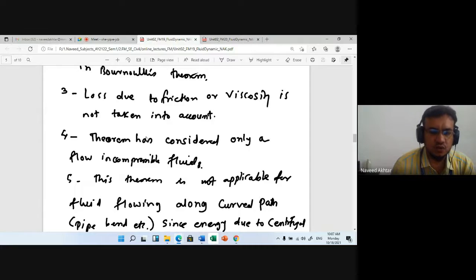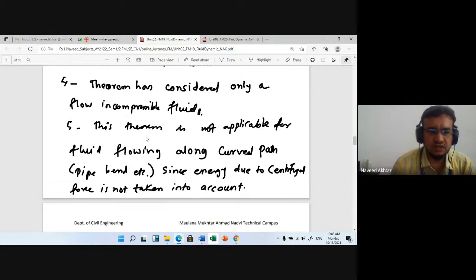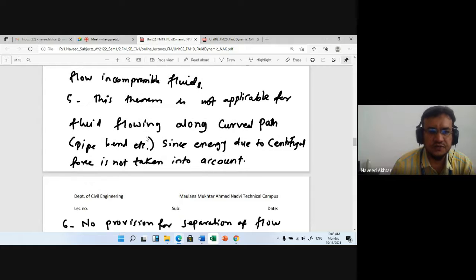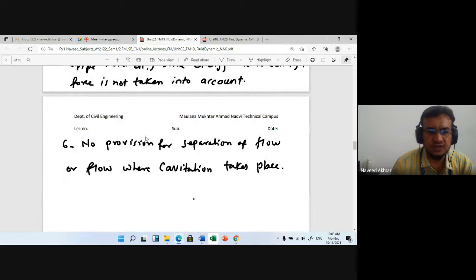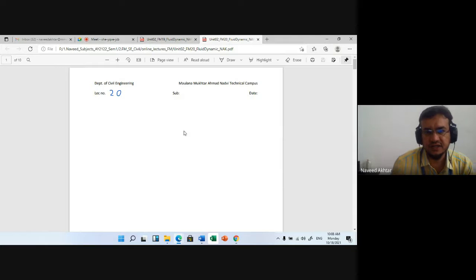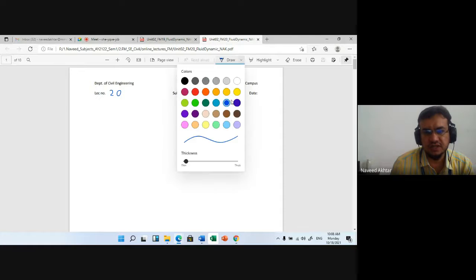It means that rho is constant throughout. This theorem is not applicable for fluid flowing along a curved path, since the energy due to centrifugal force is not taken into account. Also, there is no provision for separation of flow or flow where cavitation takes place. These we have already covered in lecture number 19. Now today we will see lecture number 20.